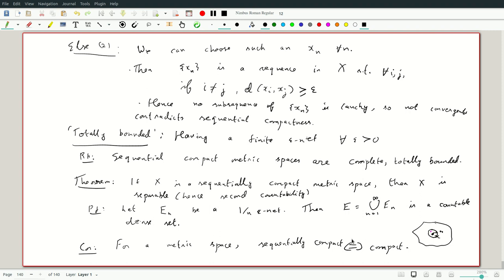The final thing we will see in the next video about these metric spaces for now is that in fact the existence of these epsilon nets implies compactness or sequential compactness, whichever you prefer. They are both equivalent to each other, as we have seen.